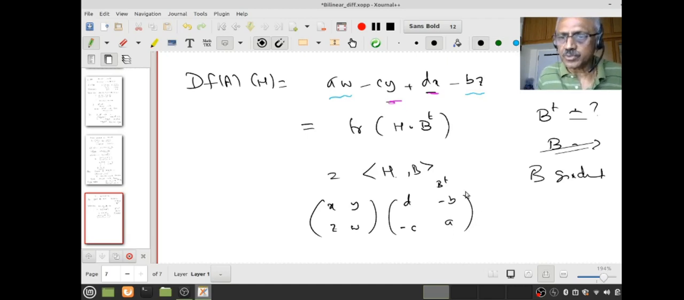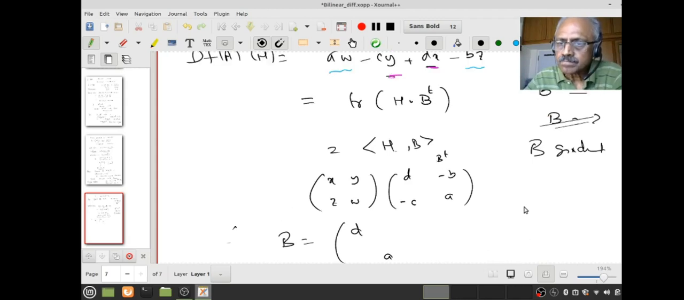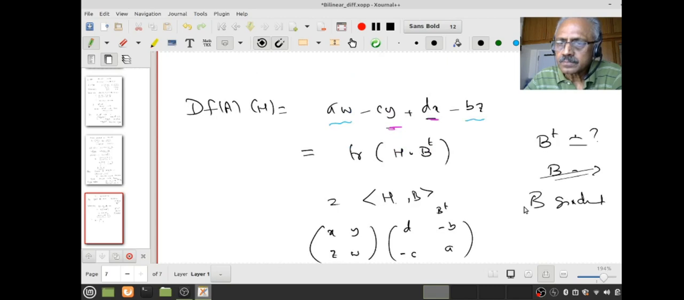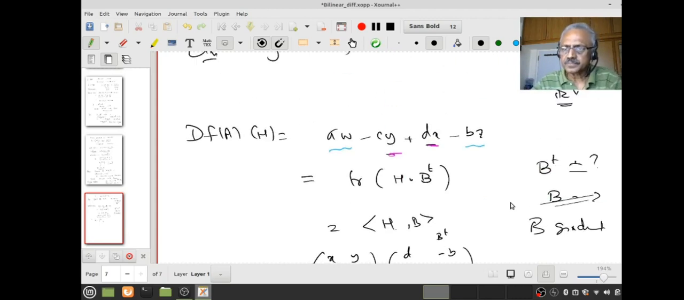Therefore my B transpose is the matrix. Therefore what is B? Therefore B is D, A. I hope I wrote it correctly. Just make sure I wrote it. Okay. So since I wrote B transpose here, it's coming like that. It's all right, no problem.